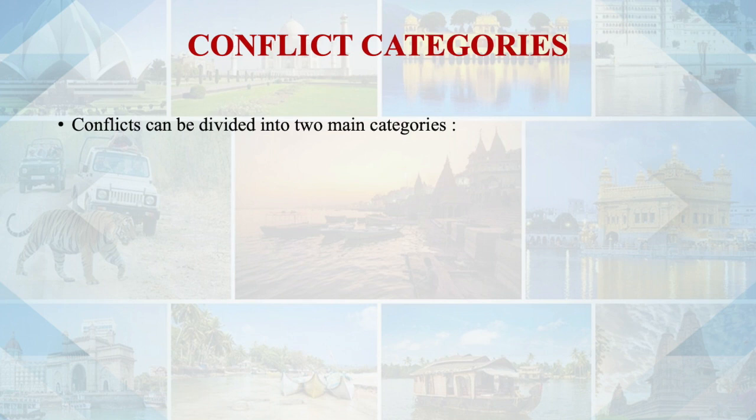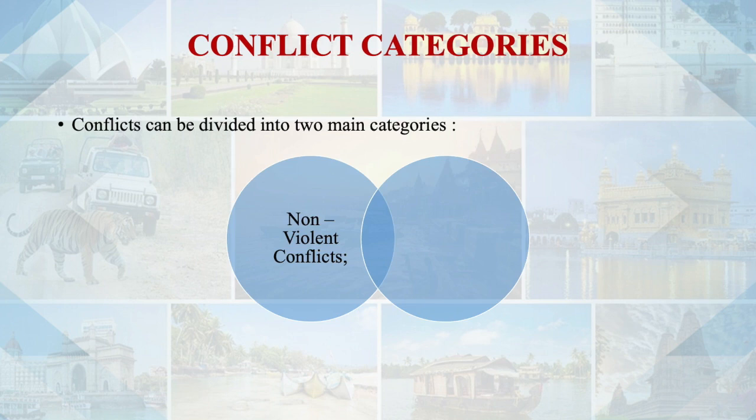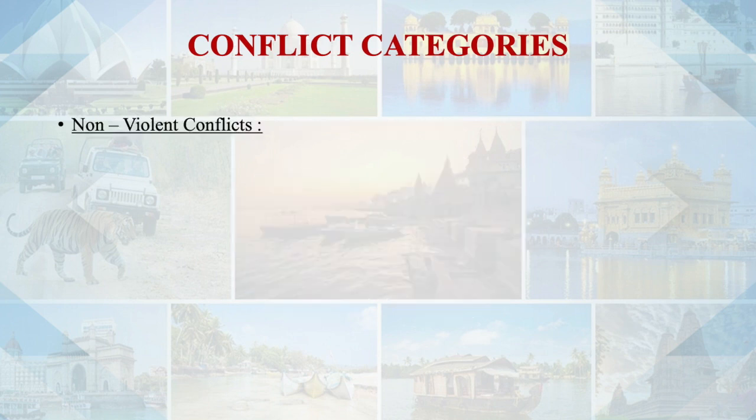Now, after understanding conflict management, crisis management, conflict resolution and peace building, let us move to the categories of conflict. Conflicts can be divided into two main categories: one is non-violent and the other is violent. So what is non-violent conflict?